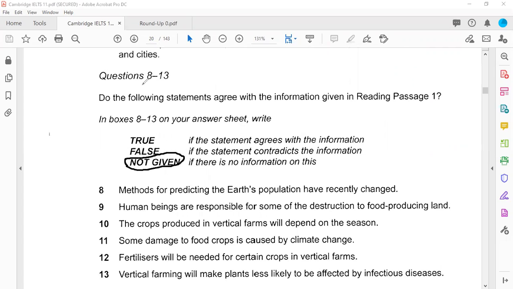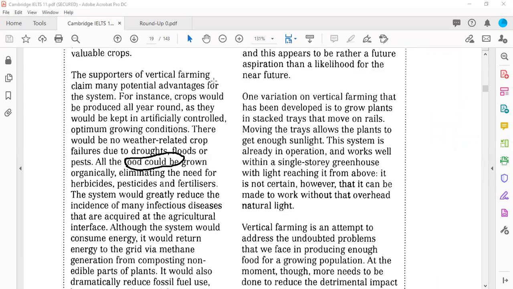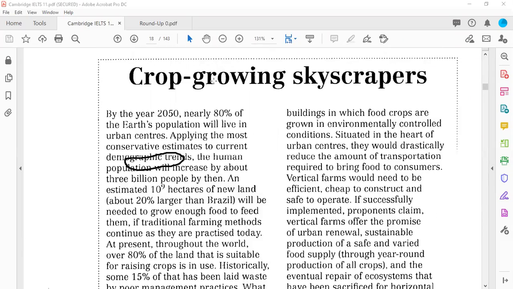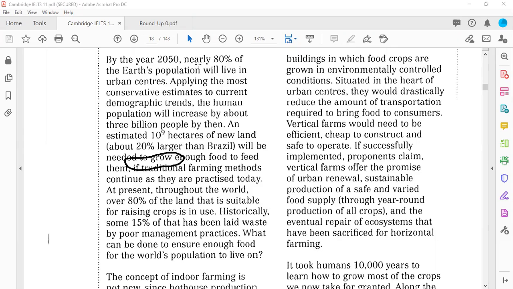Not given. They're not saying that. All they are saying is that in 30 years, there will be more people and we will be about 3 billion more, but they don't say anything about the measurements changing or the formula changing or anything like that. There's none of that mentioned. They don't talk about that. So it is not given. Okay, it is not given.